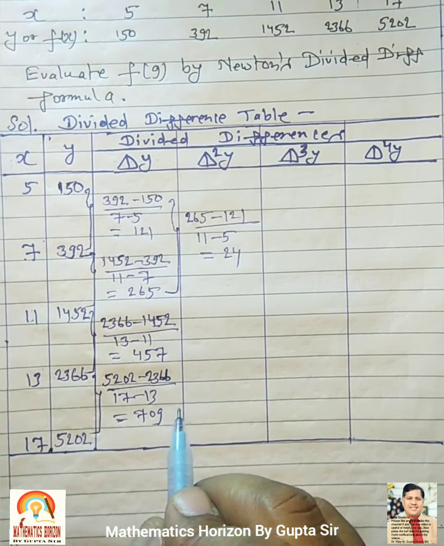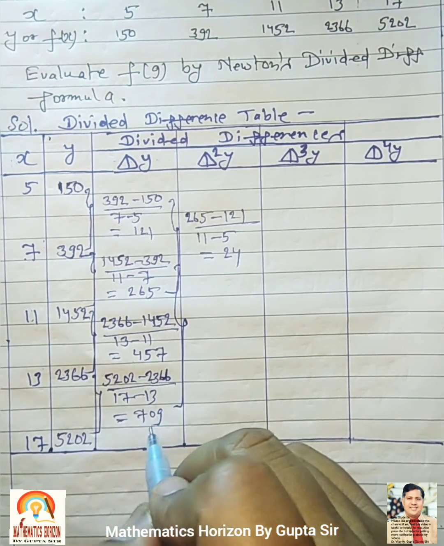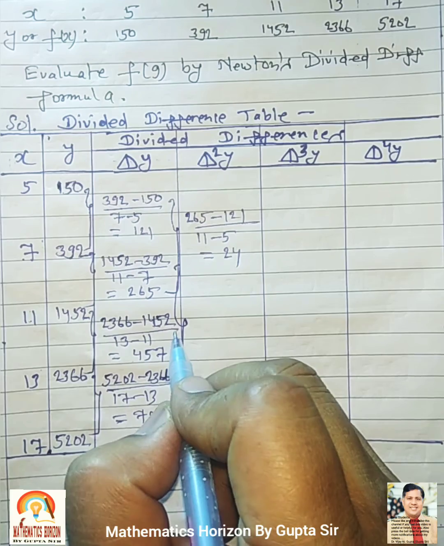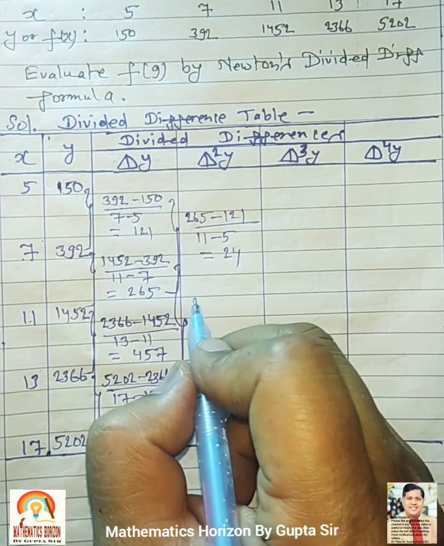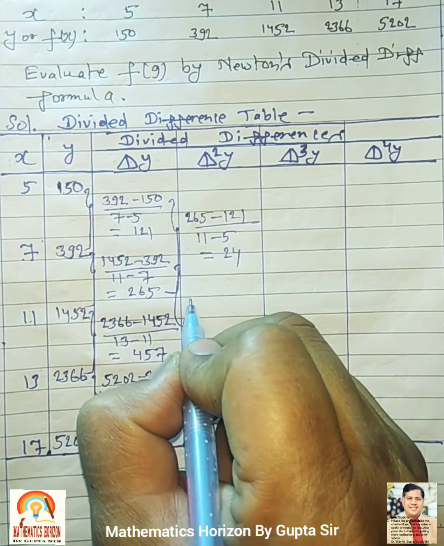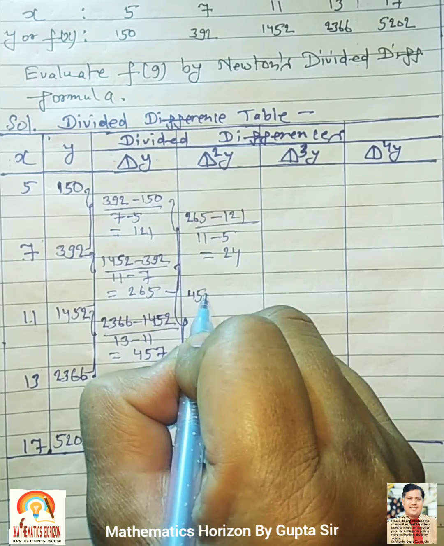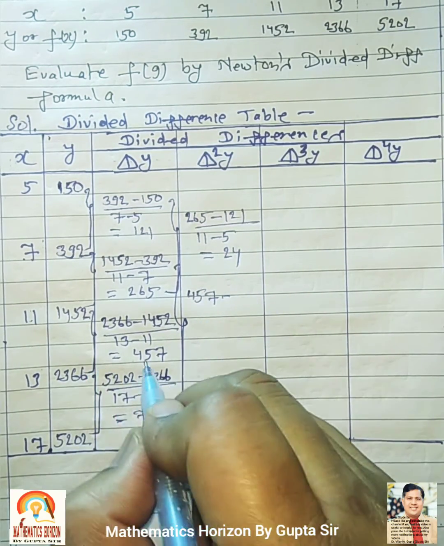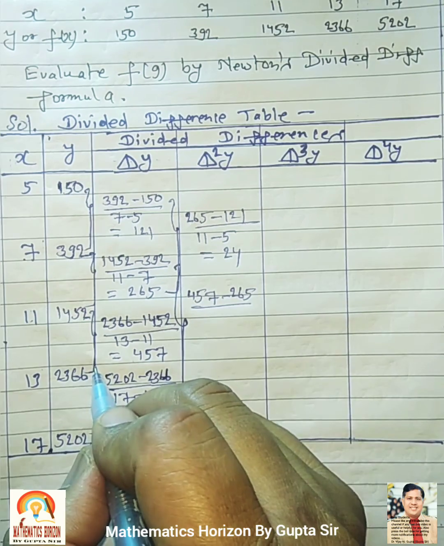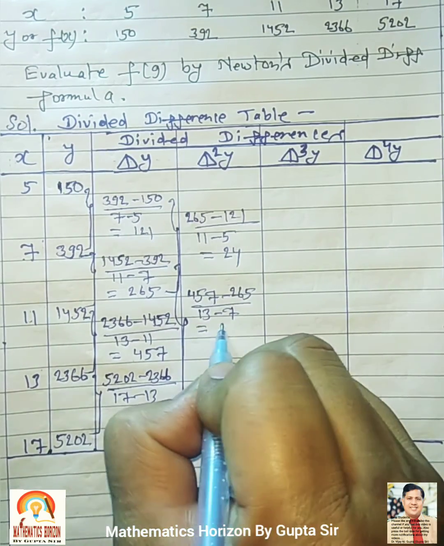Now we find out divided differences for these three terms. That is 709 upon... now how we can find out? Here we have 24, that is 457 minus 265 upon 13 minus 7. On solving, what we get here? 32.